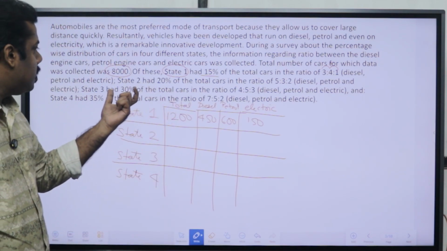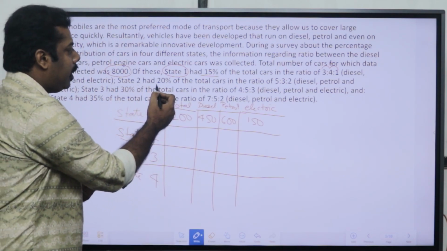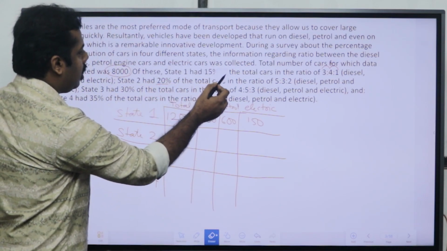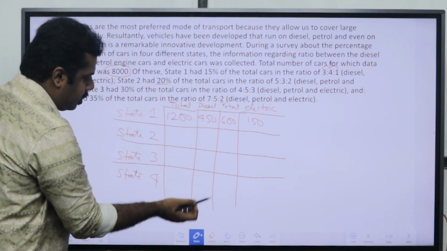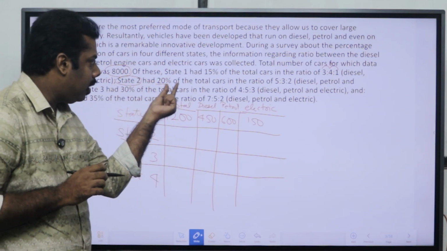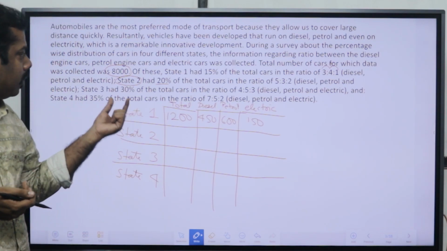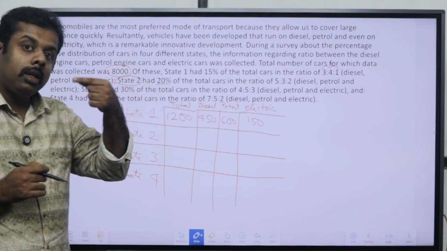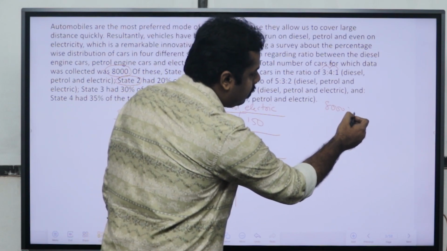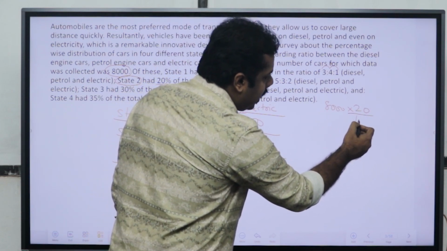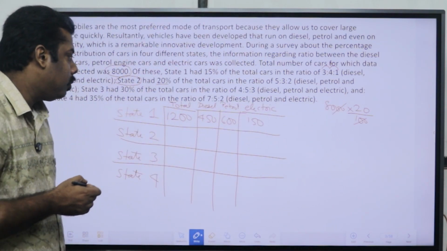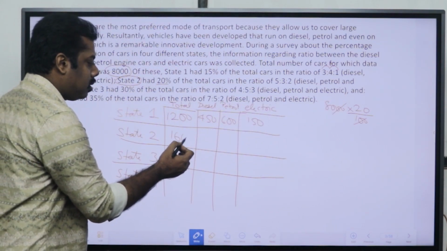Okay. So state 2, as we can see, has 20%. Just rubbing off the state 1 part. Now we are focusing on state 2. State 2 has 20% of total cars. As we know, total cars is 8,000. 20% of 8,000 will give us what? We're just cancelling out the 100. So 80 into 20, as we know, will give us 1,600.